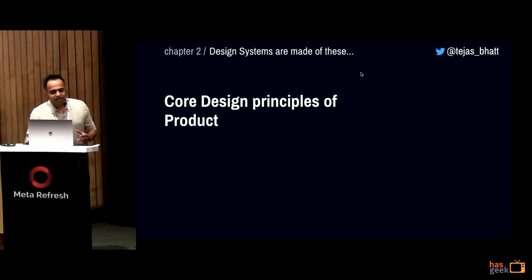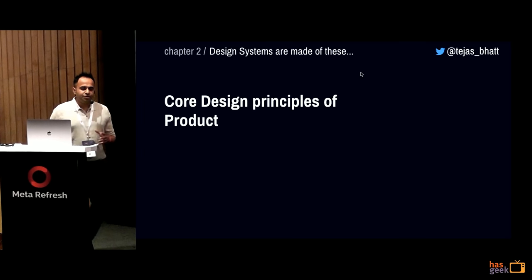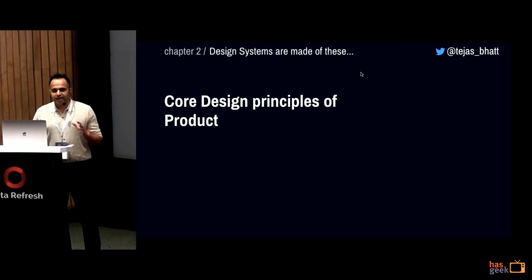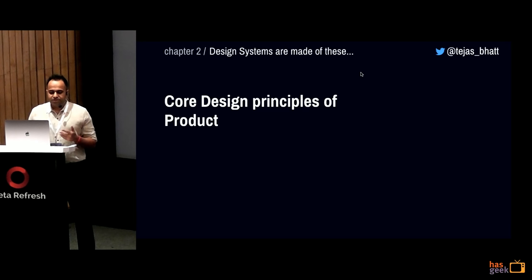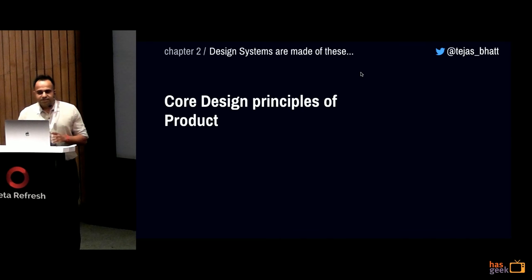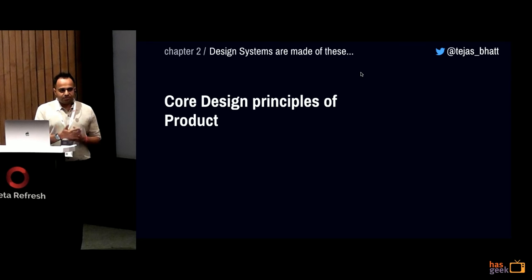First and foremost, like I mentioned, the core principles of the product: what problem you are trying to solve with the product, and more importantly, what is your user experience take on it, right? So it's not just saying, okay, you need to use a 12 column grid or something. It's how you are actually approaching the problem solving.